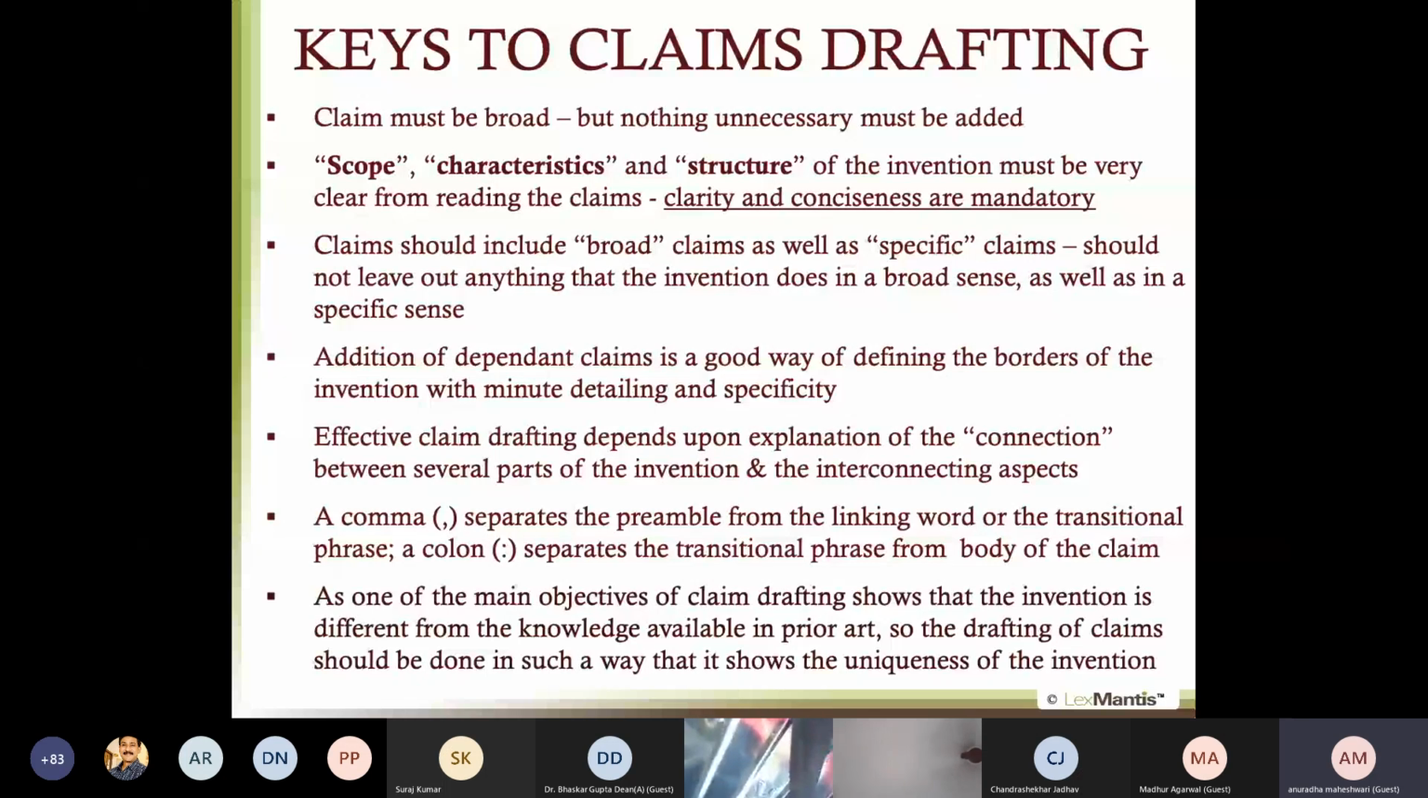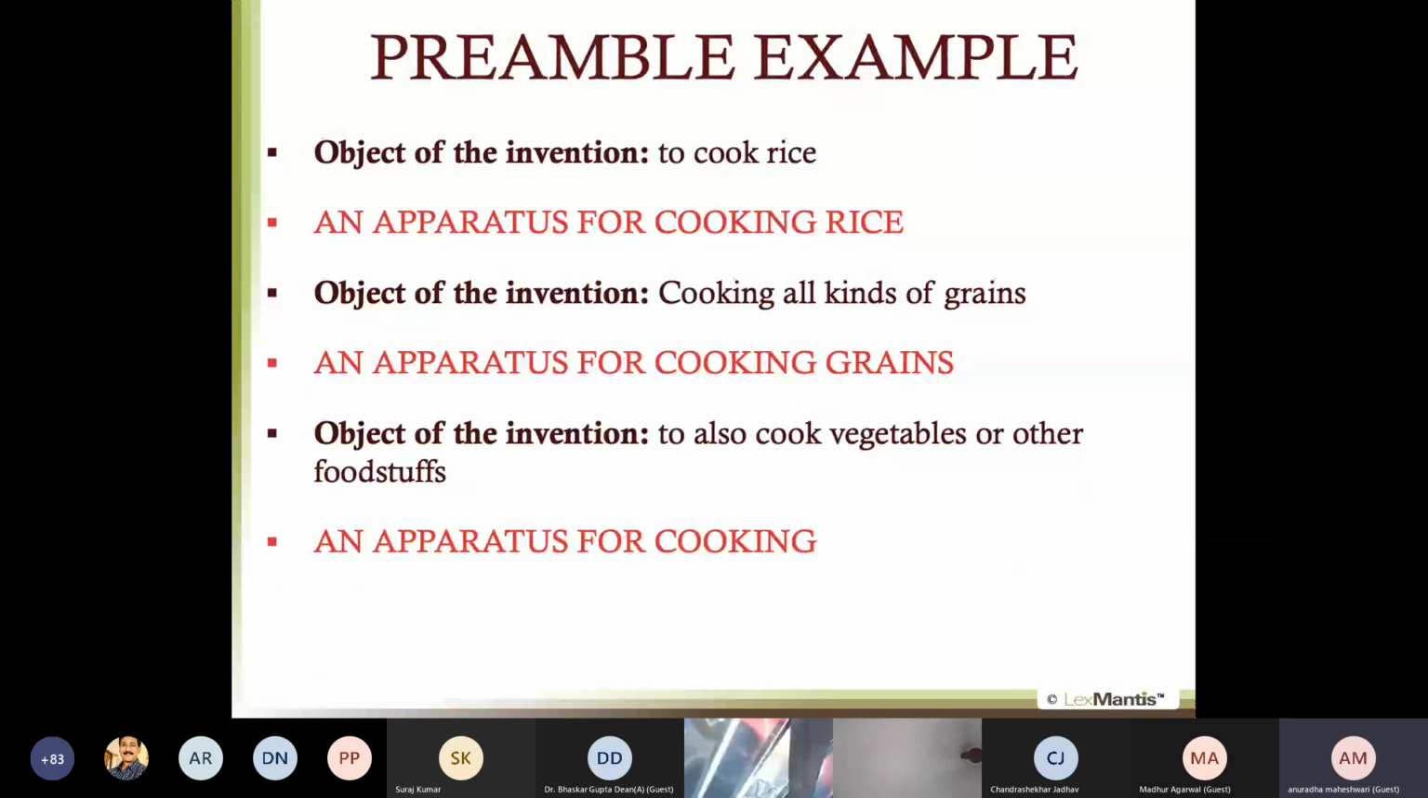I'll bypass this and go straight away to the example so that you understand it better. So coming to the object of the invention, let's say object of the invention is to cook rice. So I can write here an apparatus for cooking rice. An apparatus is the preamble. For cooking rice is the object of the invention. All right. Now I've not written more. I have to write more. So I have to put it with a linking word and then the main body of the claim will follow.